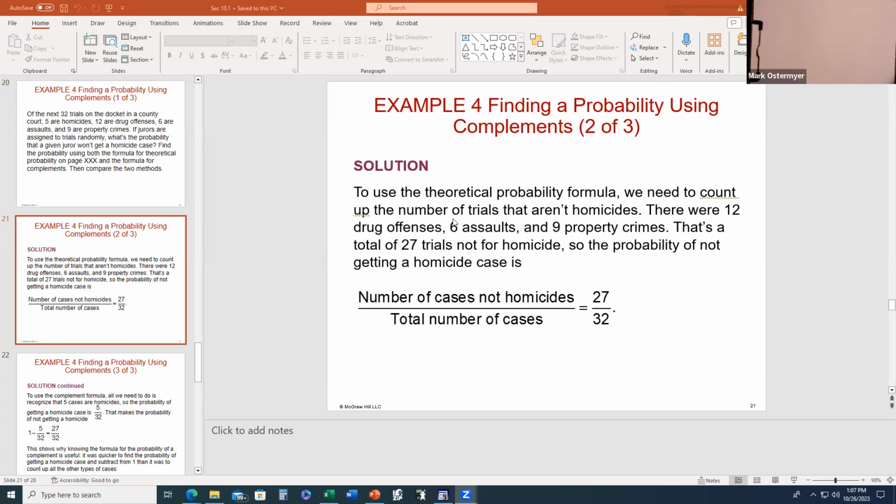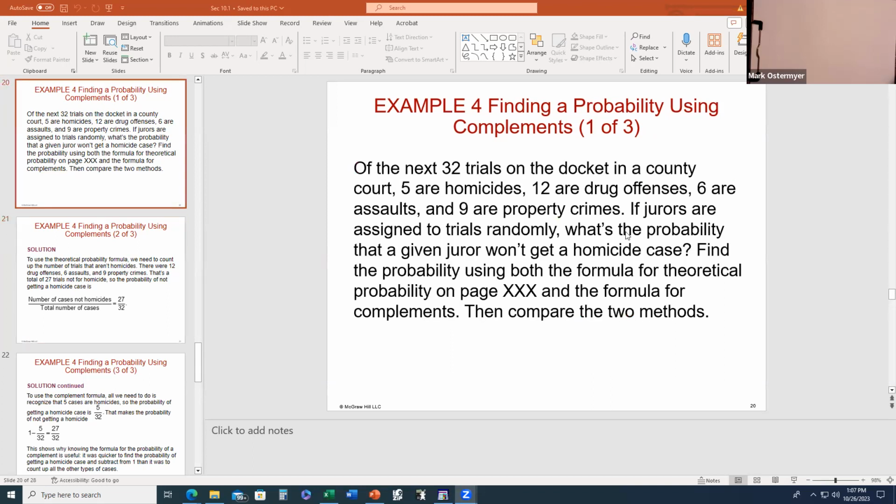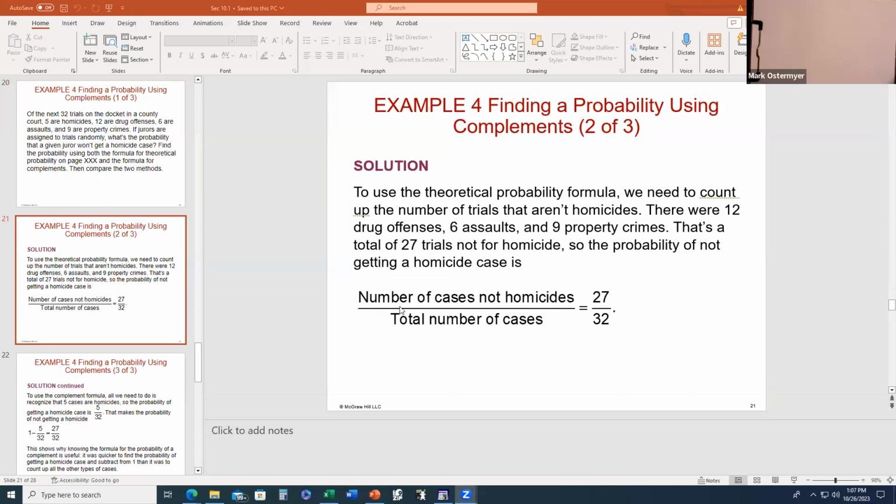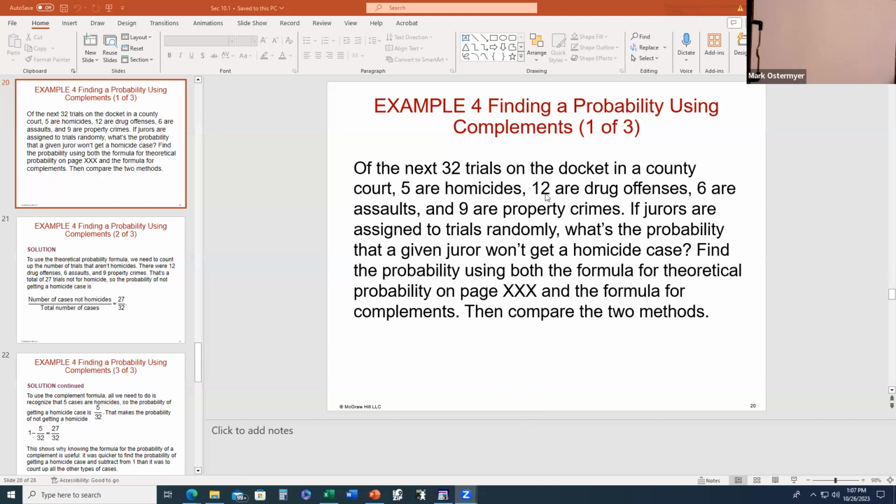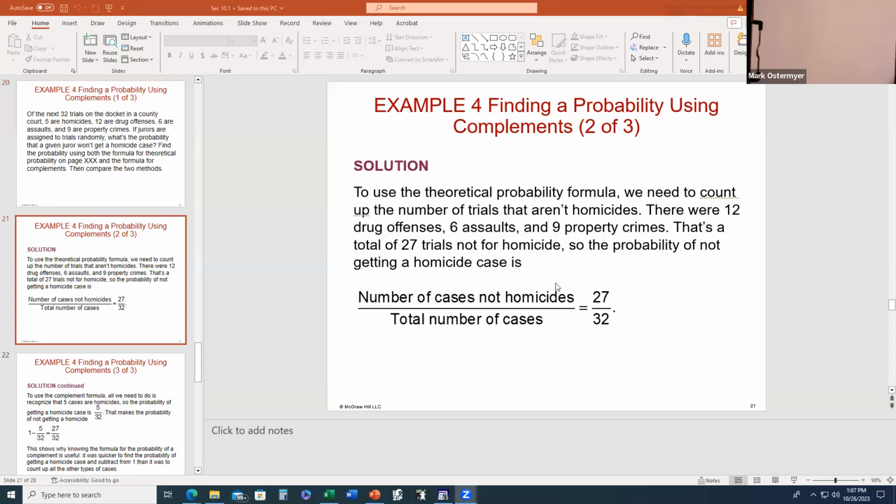Now, in order to compute this probability, ladies and gentlemen, that a given juror won't get a homicide case, we would use our probability rule. And what are the number of ways of not having a homicide case? In other words, how many of these cases are not homicide? Well, that'd be 12 plus 6 plus 9, which is to say 27 of the 32 cases are not homicide, divided by the total number of cases. That would be the probability that a juror will not be selected to a homicide case.